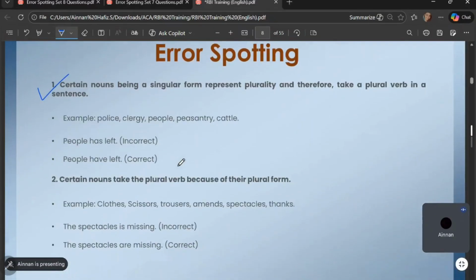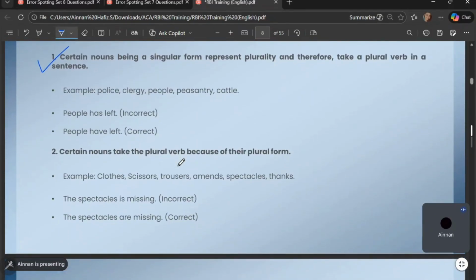Next, coming to the actual rules of error spotting. The very first rule is there are a few certain nouns that are singular, but they actually represent plurality. Plurality means more than one. For example, you have the word police. Police can be one or it can be more than one also.